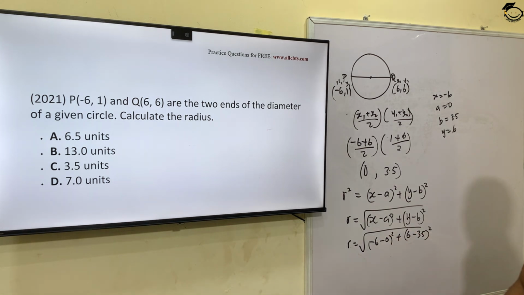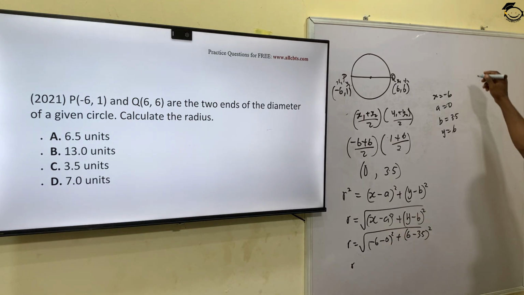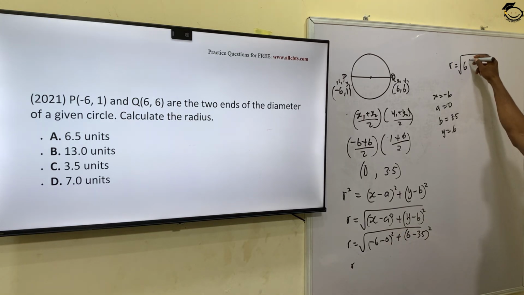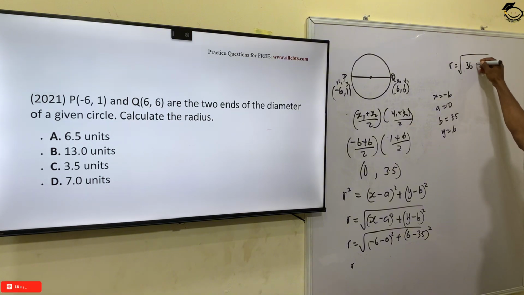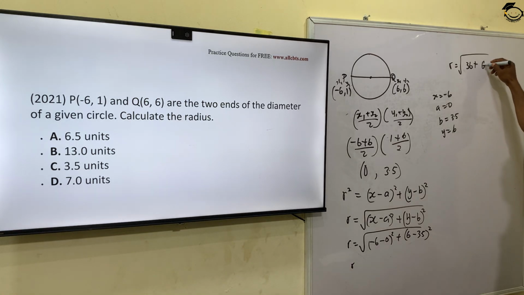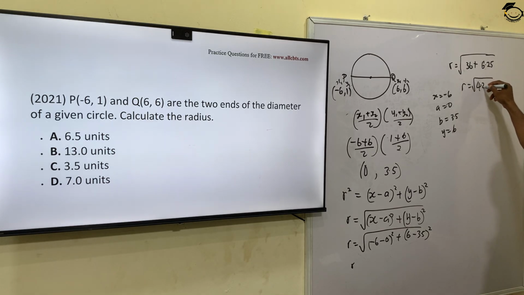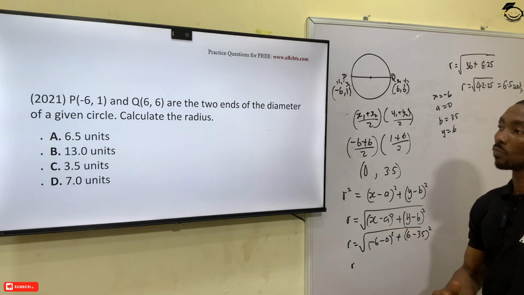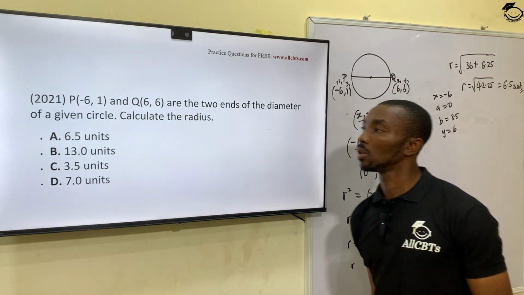So this gives us r equals root of 6 squared, which is 36, plus 2.5 squared, which gives us 6.25. So our r equals root 42.25, which gives us 6.5 units. So the value of our radius is 6.5 units, which is option A.